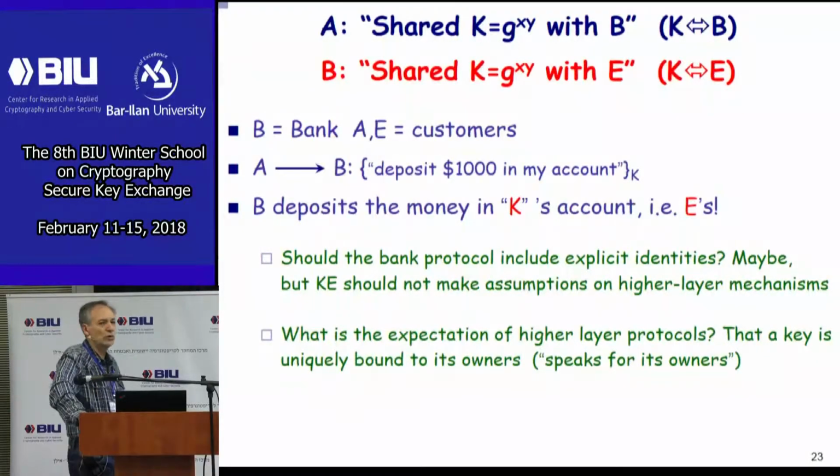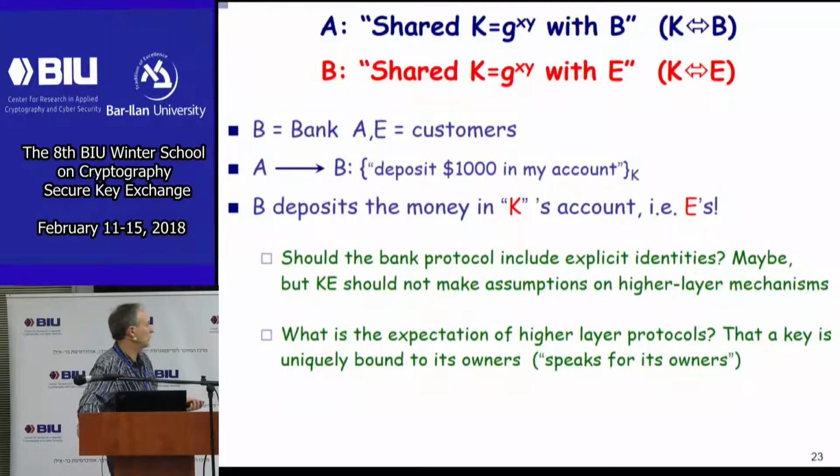You can argue that when there is an order to the bank, there should be an account number and the names and stuff like that. But maybe. When you build a key exchange protocol, you don't want to base yourself on something that the application will or will not do. You want to provide the basic guarantees at the level of the protocol itself.